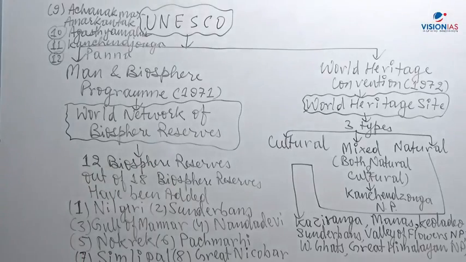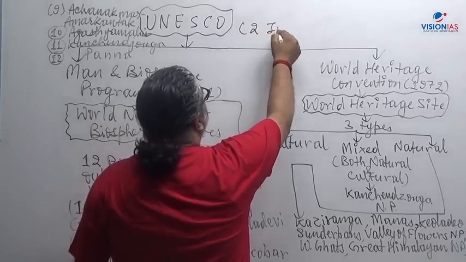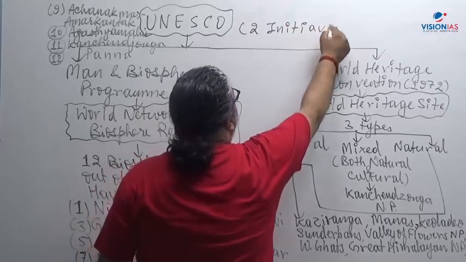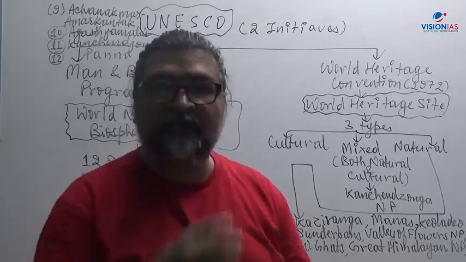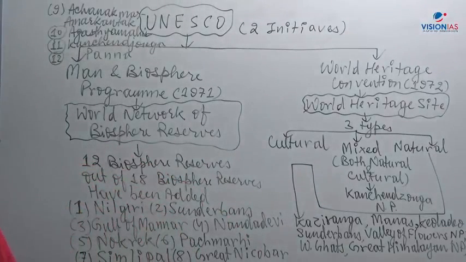So I have given both programs. UNESCO has two programs, two initiatives. Again, these are facts. You have to know the facts. It is again factual information, the list that I have given. Please write this down. We will stop the class here, but please write it down. This is a very factual part, but please write it down.